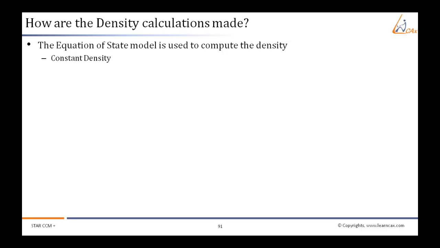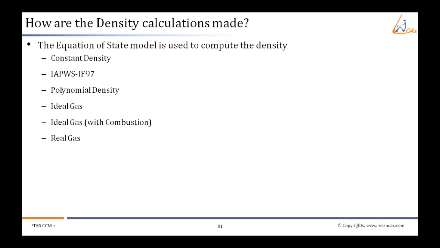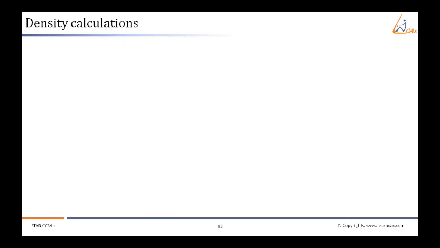Constant density, IAPWS, IF97, polynomial density, ideal gas with combustion, real gas, thermal non-equilibrium, user-defined equation of state or EOS. Let us see them one by one.